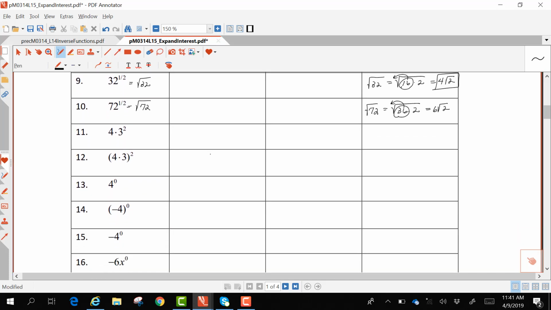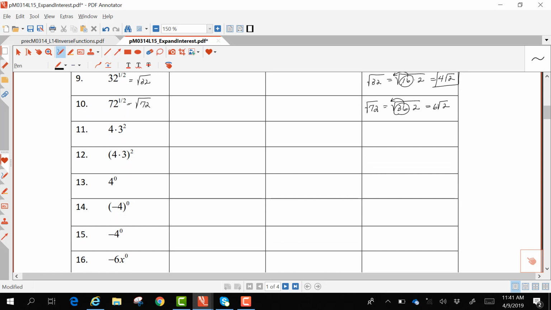Another important exponent is the exponent of 0. 13, 14, and 15 are very similar, but they're not the same. 4 to the power of 0 is 1, just as 6 to the power of 0, 10 to the power of 0, 235 to the power of 0 would equal 1. Number 14, this negative 4 in parentheses to the power of 0 is 1.